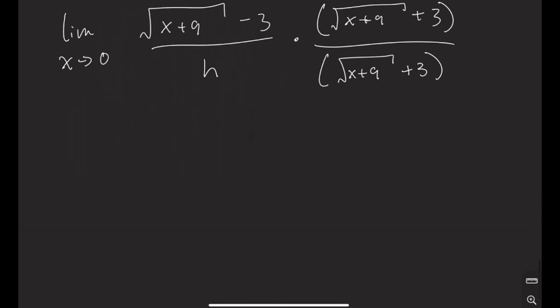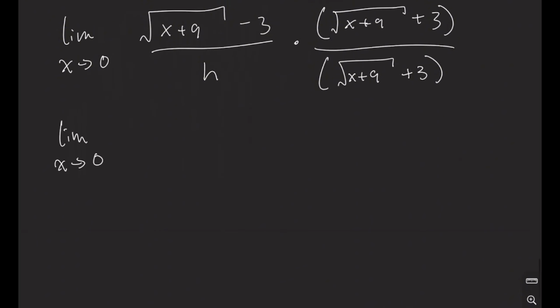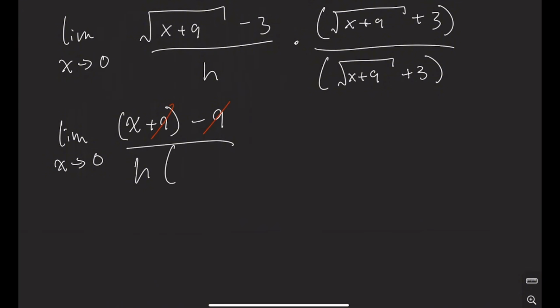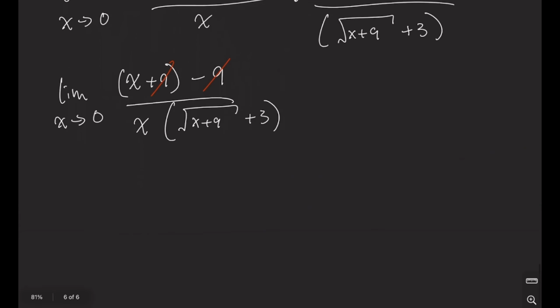Now, whenever you have this on the top, you have a difference of squares. A difference of squares is like x minus a times x plus a, and you get x squared minus a squared. Very similar to here. So you're going to have x plus 9 minus 9, and this cancels out. Then you have x times the square root of x plus 9 plus 3. Now you might think I goofed up on the bottom, but it's okay, just wait.